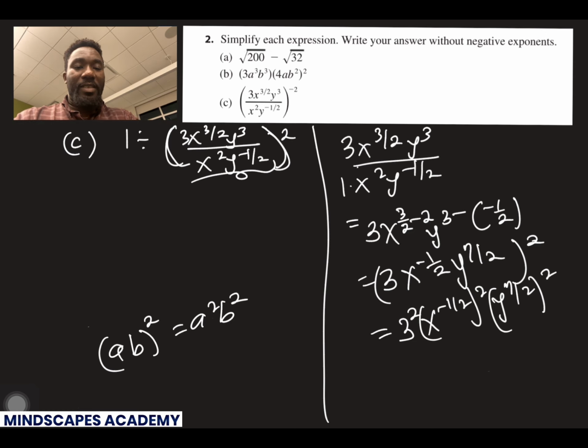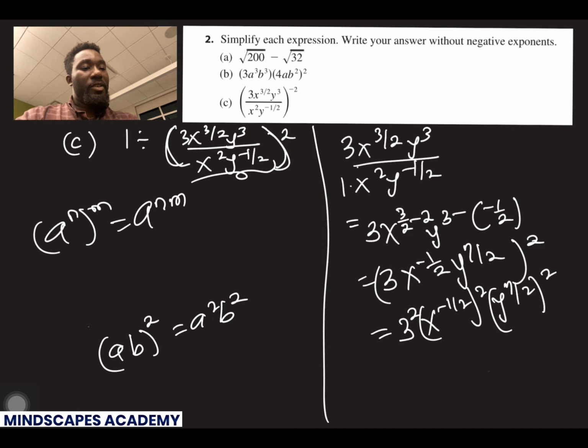There is another rule which says if you have an exponent and you have another exponent outside the parentheses, then the power rule says you can multiply them. So that is what we are going to do here. 3 squared is 9. Now you have this product here. Negative 1 divided by 2 multiplied by 2 is negative 1. So you have x negative 1. 7 divided by 2 multiplied by 2, you have 7, y to the 7.